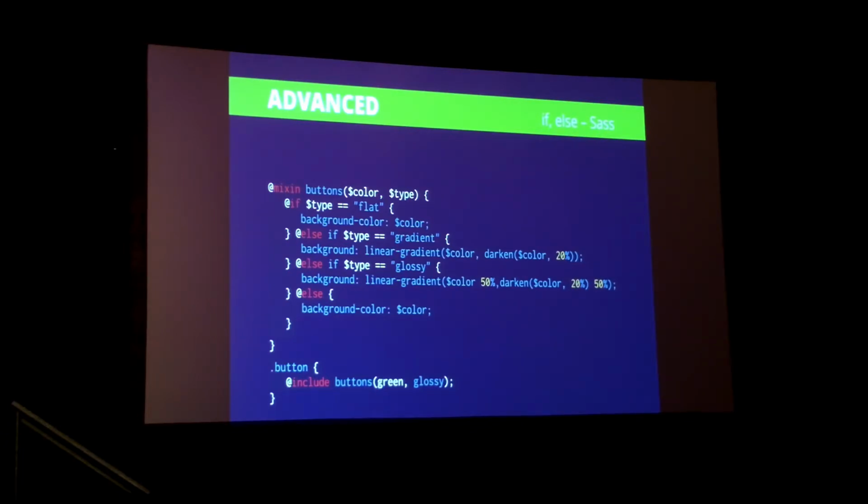So if it's a flat button, we're just going to give it a background color. If it's otherwise, if it's a gradient, then we're going to use a linear gradient and give it a couple color stops. If it's going to be glossy, then we're going to give it a couple color stops, but have them butt up against each other.